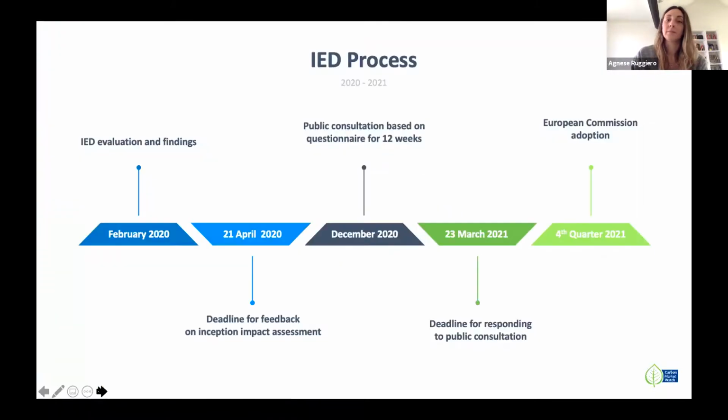This is something that Christian has already showed you, but just as a recap, we've had the evaluation of the Industrial Emissions Directive, the inception impact assessment, public consultation now open, closing in a week, and then the European Commission adoption foreseen for the fourth quarter. Those who are more regularly in touch with DG Environment consider November, December as a likely time for the proposal to come out.